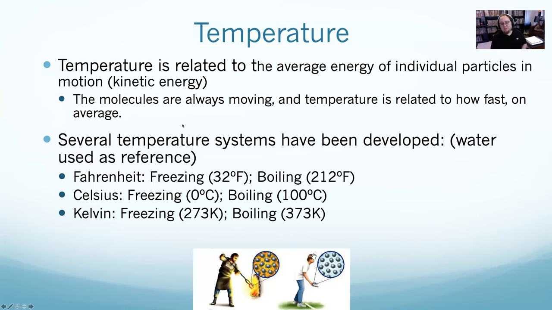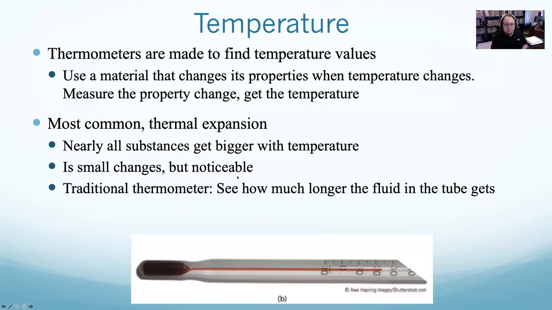Now, if we want to measure temperature, the most classic way, with an old school thermometer like the picture at the bottom, uses something called thermal expansion. And here's the idea. Nearly all substances, with very, very few exceptions, get bigger when they get hotter. If you increase the temperature of something, it will grow. If you decrease the temperature of something, it will shrink.